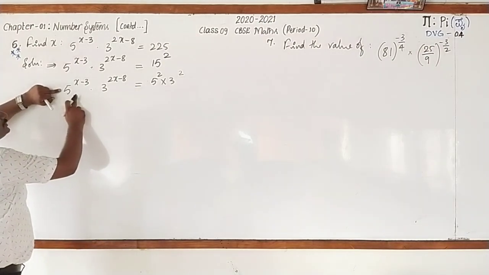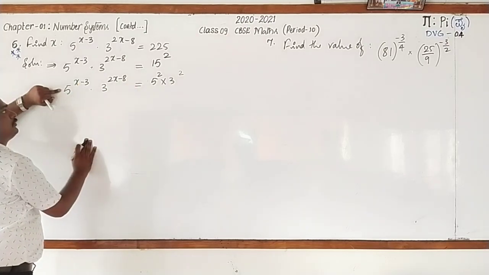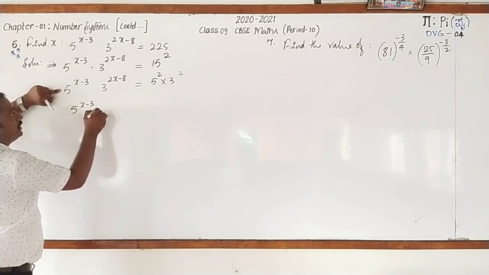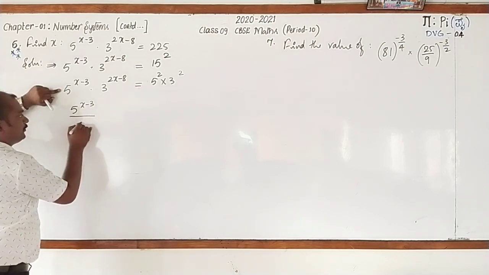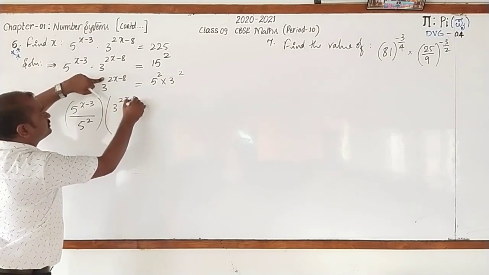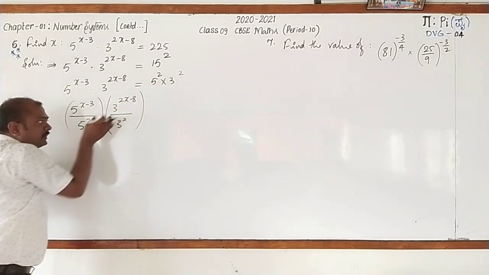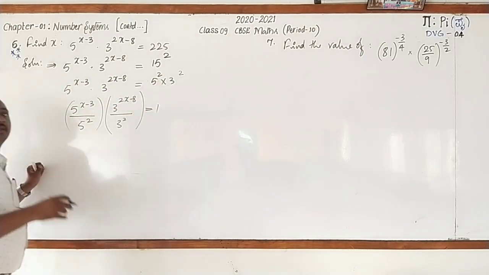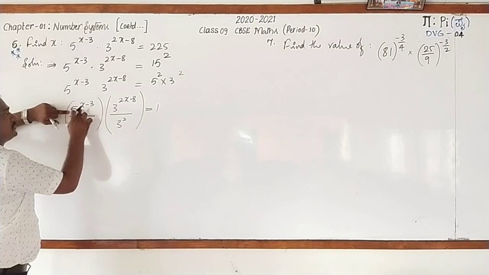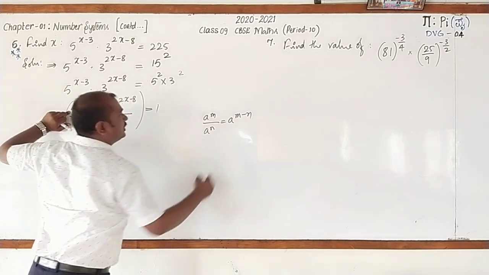Now you just observe here. You can notice that here the base is 5, here also base 5. Powers are different. Now you can write this as 5 raised to the power x minus 3 by 5 square into 3 raised to the power 2x minus 8 by 3 square. Clear? These two are taken to the denominator. What will remain in the RHS? It is 1. Now see, a raised to the power m by a raised to the power n is a raised to the power m minus n.